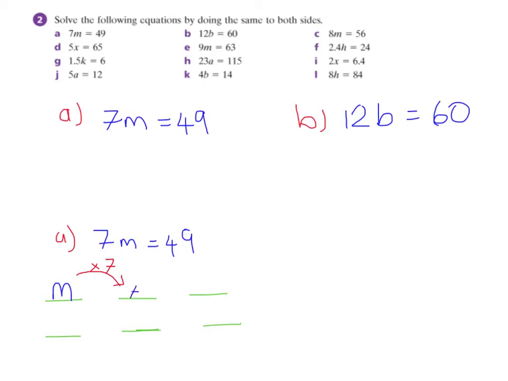So I write my 7m, and then I wrote my answer. Then I wrote my answer down here, and then I thought about my backtracking. So this was a times 7, so this way I've got to be, it's a divide by 7. So 49 divided by 7 is 7. So I end up with m equals 7.